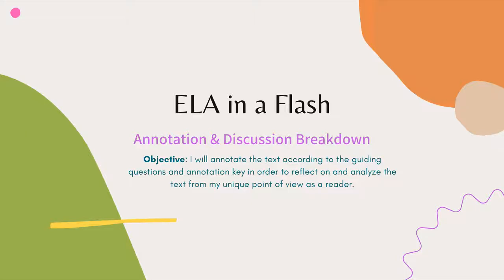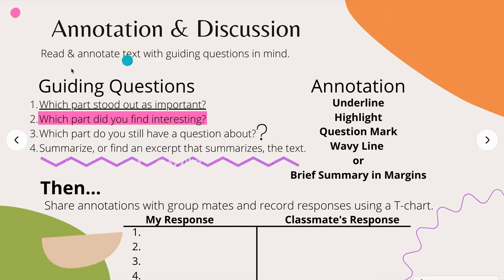Annotation and discussion breakdown. The objective for today is I will annotate the text according to the guiding questions and annotation key in order to reflect on and analyze the text from my unique point of view as a reader. To start, you'll of course read the text and annotate it while reading with guiding questions in mind. Here's a list of the guiding questions.